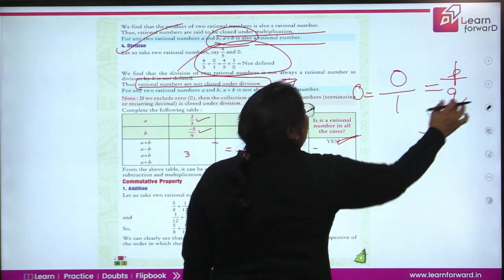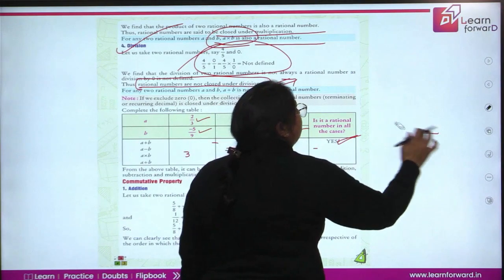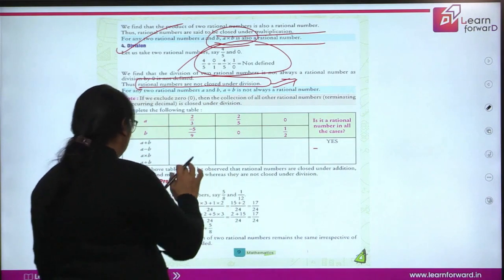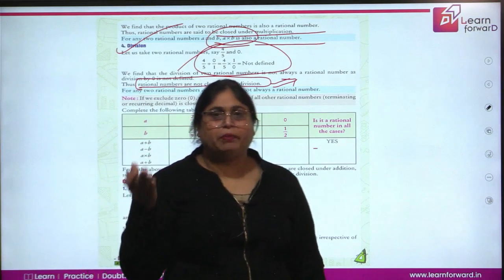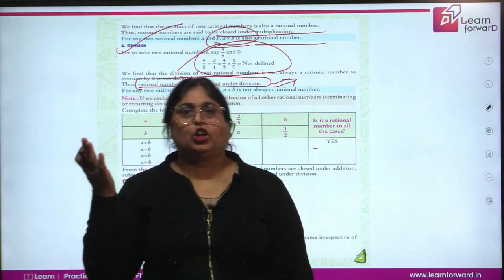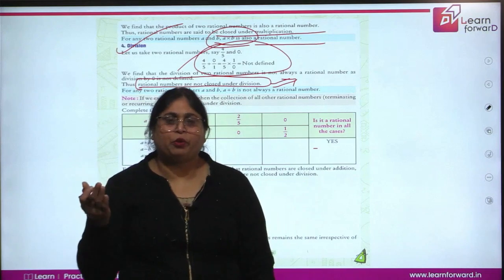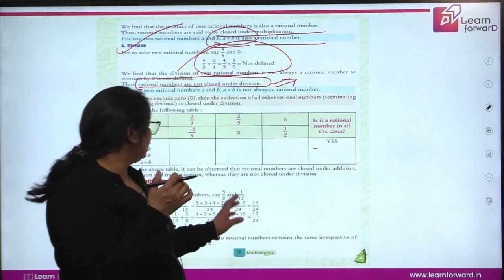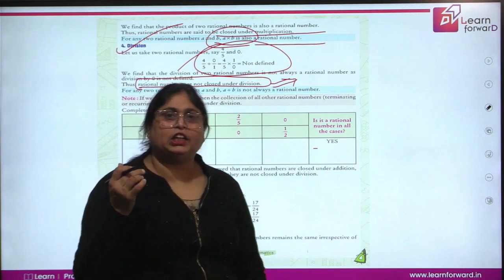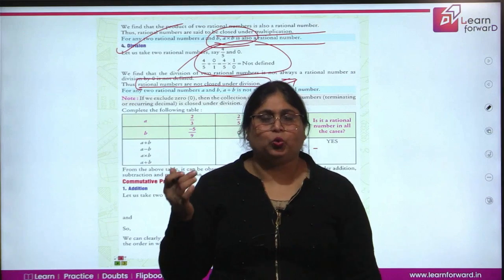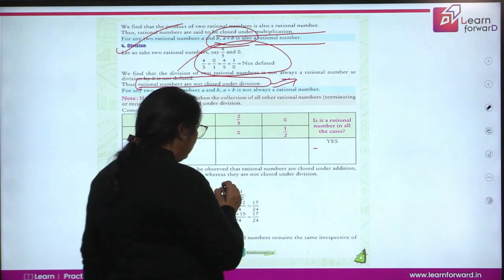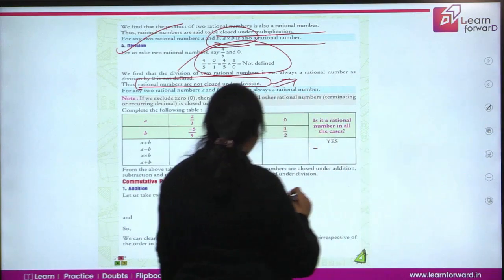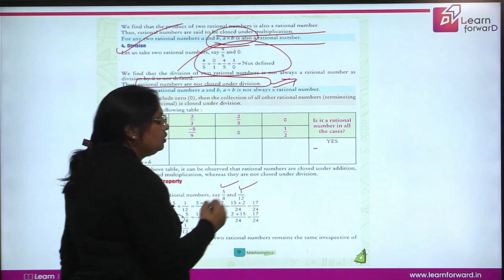The next property we are going to do for the rational numbers is the commutative property. Again, the operations are addition, subtraction, multiplication and division. For commutative properties we have to take two rational numbers. Here we are taking one rational number as 5 upon 8 and the second is 1 upon 12. Suppose my A is 5 upon 8 and my B is 1 upon 12.